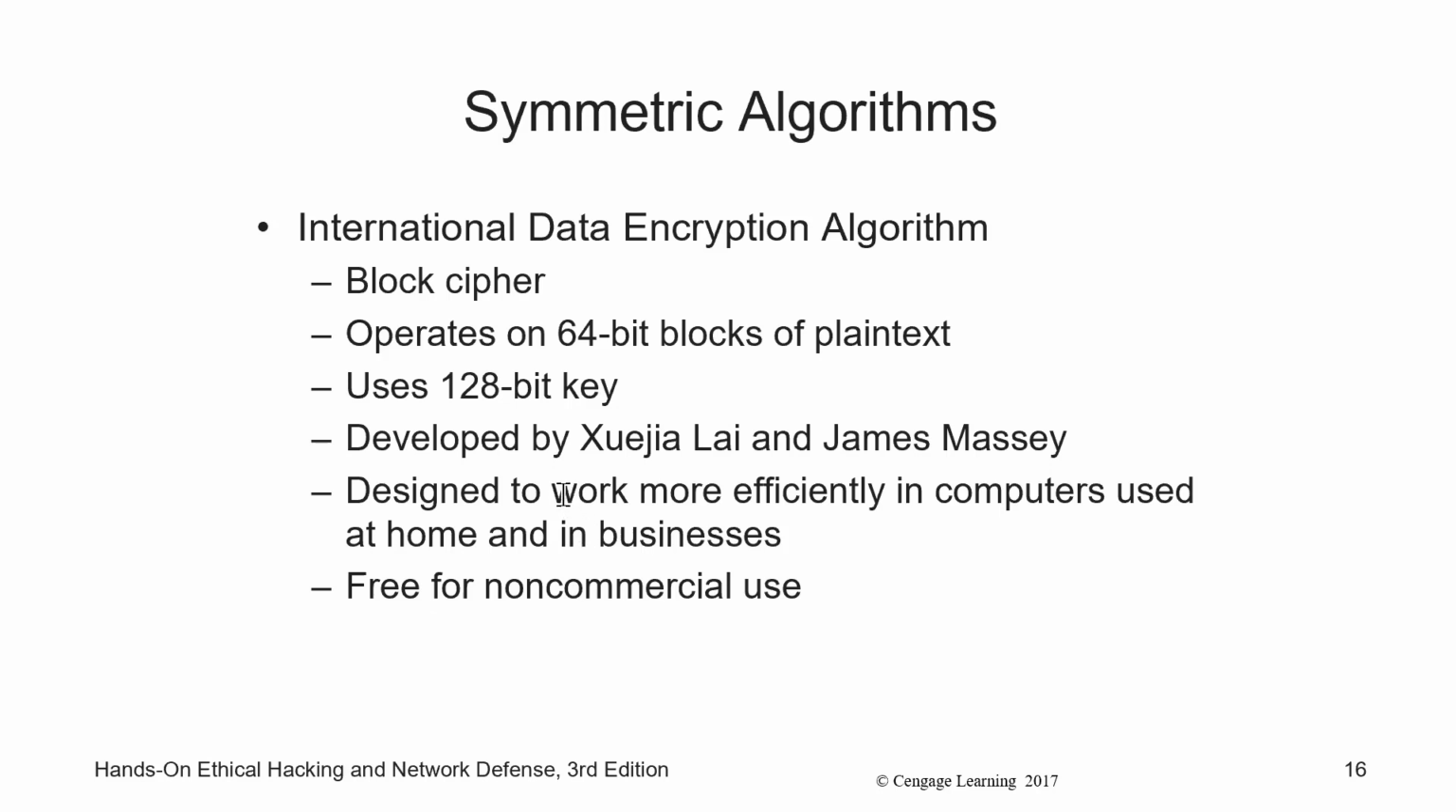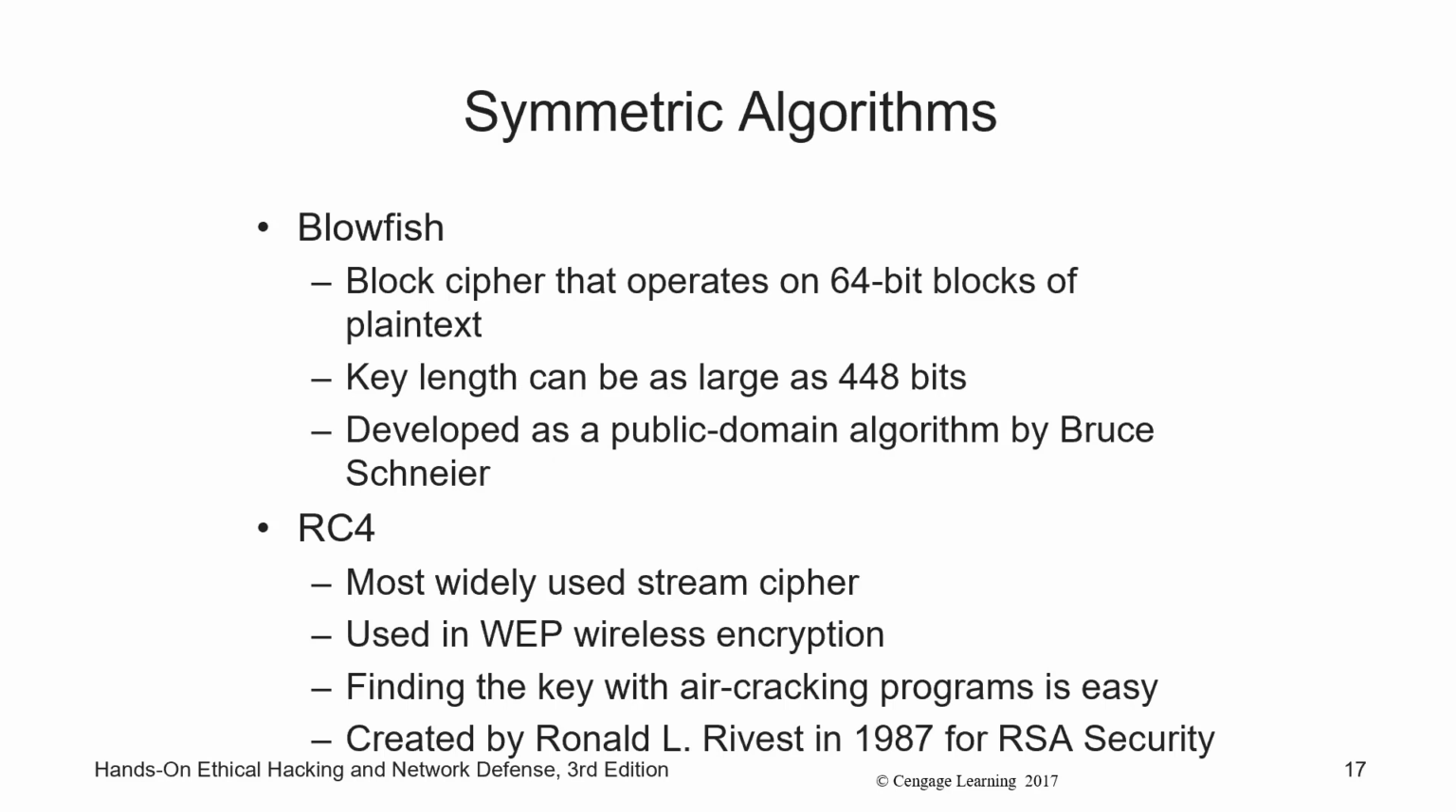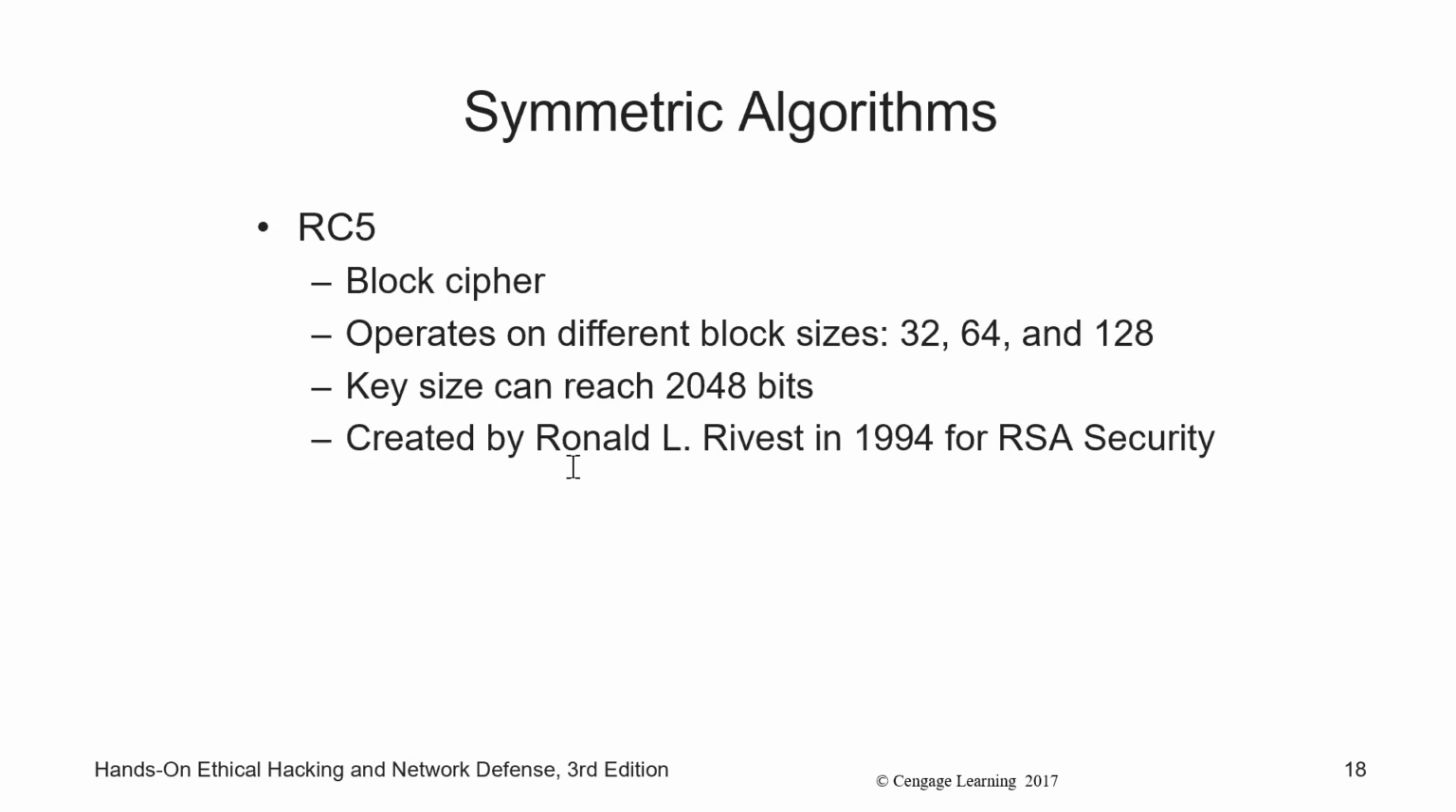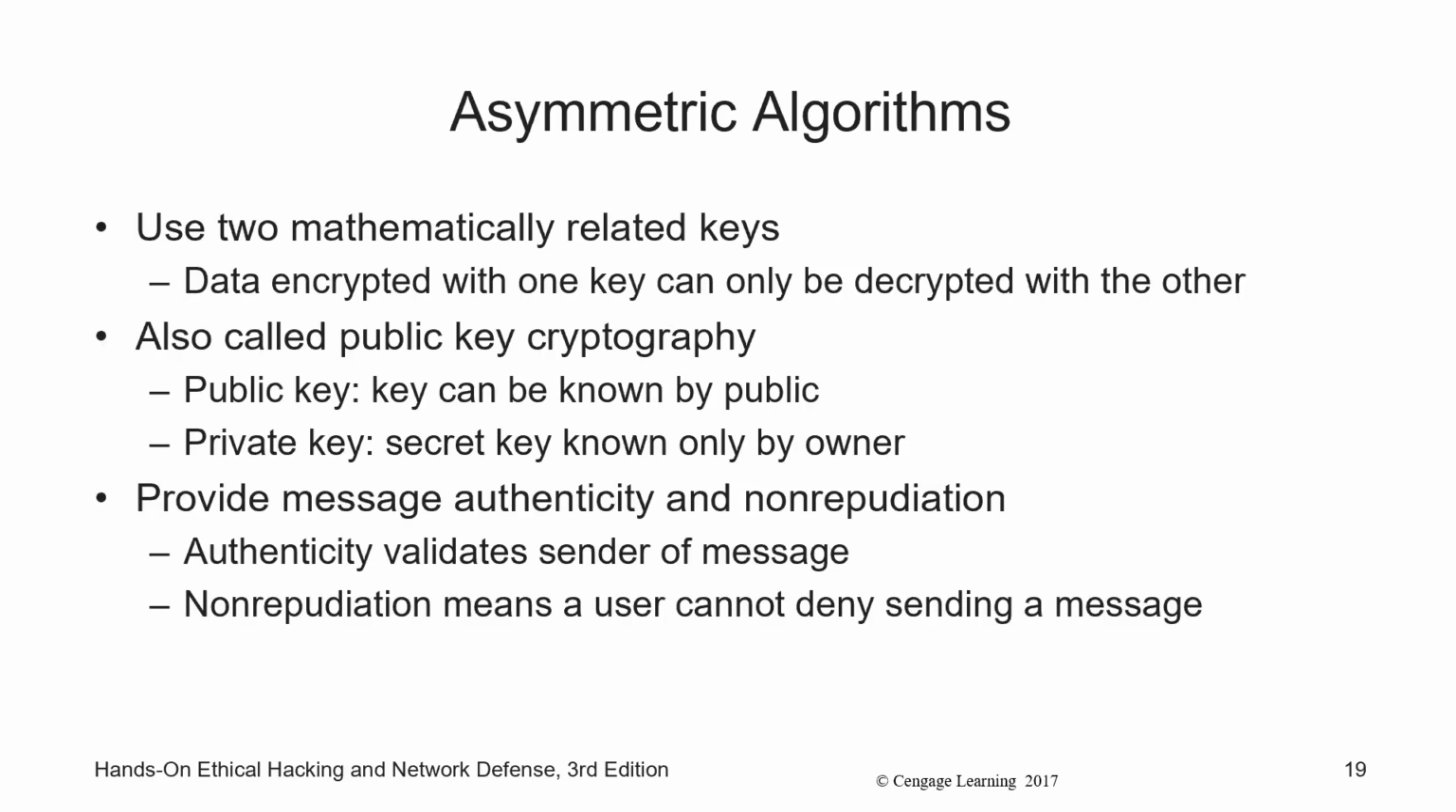The International Data Encryption Algorithm, IDEA, is also a block cipher. Works on 64-bit blocks with a 128-bit key. It's really designed for computers with less computing power and is free for commercial use. Blowfish is 64-bit blocks as well, but also a key length of up to 448 bits, and that was developed by Bruce Schneier. And RC4 is a stream cipher that was used in WEP. It's super simple to break. RC5 is a block cipher, but you can use a key size up to 2048 bits.